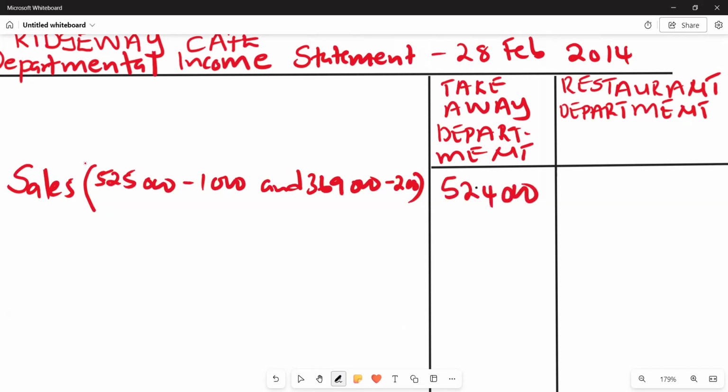And then for restaurant, we are saying 369,000 minus 200 here. And then the answer that you are going to get there is 368,800. So this is what we have. And then from there, remember our layout of our income statement, then we go to less cost of sales.